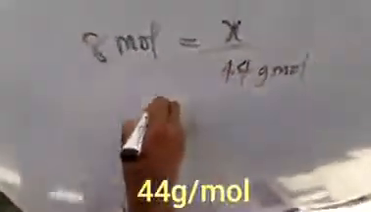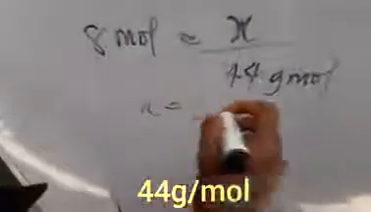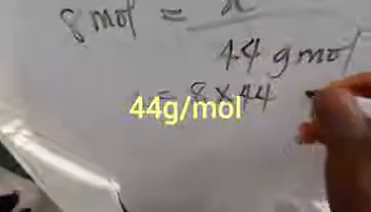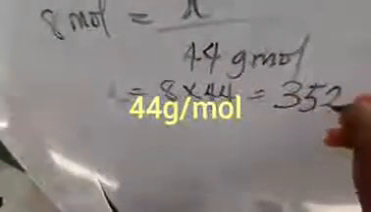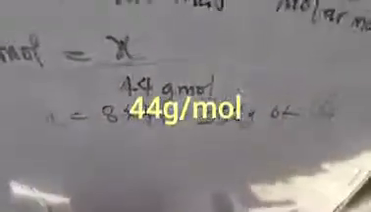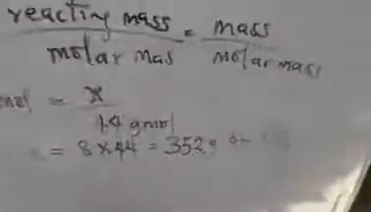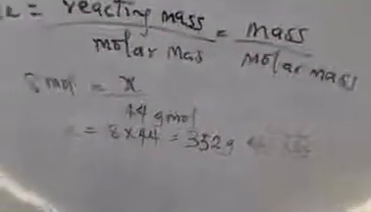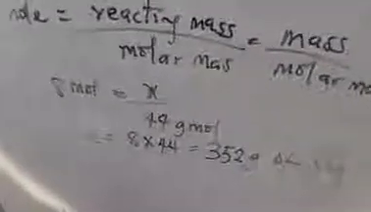So that means X will be given as 8 times 44, which will give us 352 grams of carbon dioxide. So now the final answer is 352 grams of carbon dioxide. That is the mass of carbon dioxide produced when 104 grams of ethylene is burnt in oxygen.